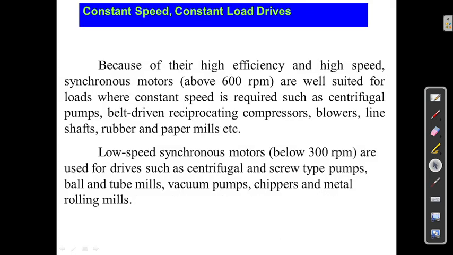Constant speed and constant load drives. Because of their high efficiency and high speed, synchronous motors above 600 rpm are well suited for loads where constant speed is required, such as centrifugal pumps, belt-driven reciprocating compressors, blowers, line shafts, rubber and paper mills, etc. Then low-speed synchronous motors below 300 rpm are used for drives such as centrifugal and screw type pumps, ball and tube mills, vacuum pumps, chippers and metal rolling mills.